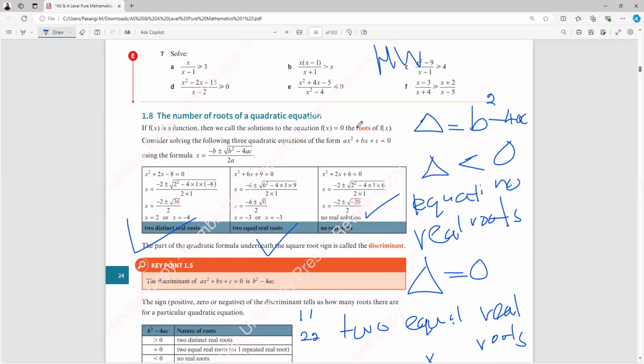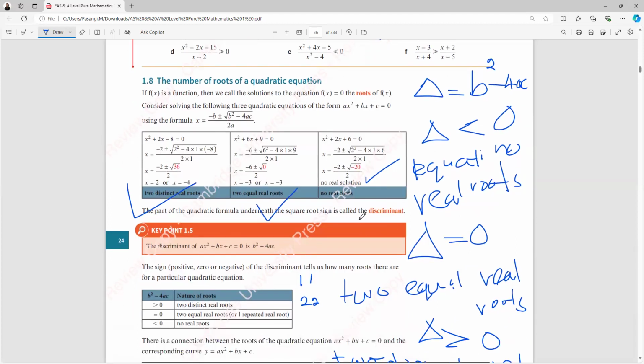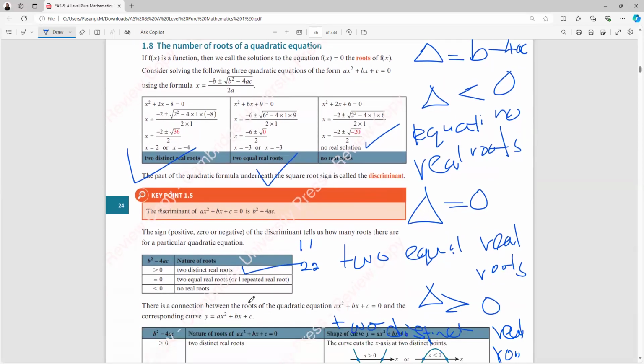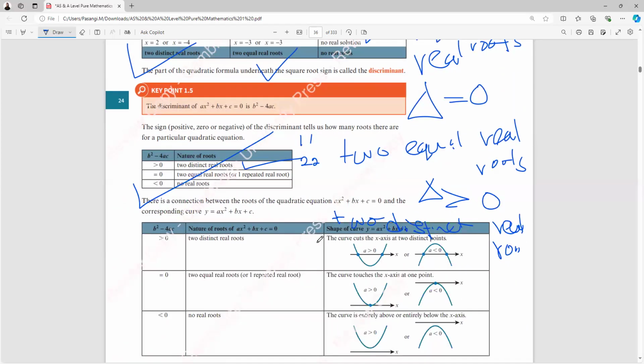Anyway, we can calculate the roots, meaning the solutions for x, using the quadratic formula: x equals minus b plus or minus the square root of b squared minus 4ac, divided by 2a. And here we have the discriminant as well. If it's greater than 0, it has two distinct real roots. If the discriminant is equal to 0, it has two equal real roots. And if it's less than 0, then it has no real roots. That's the criteria which we have.